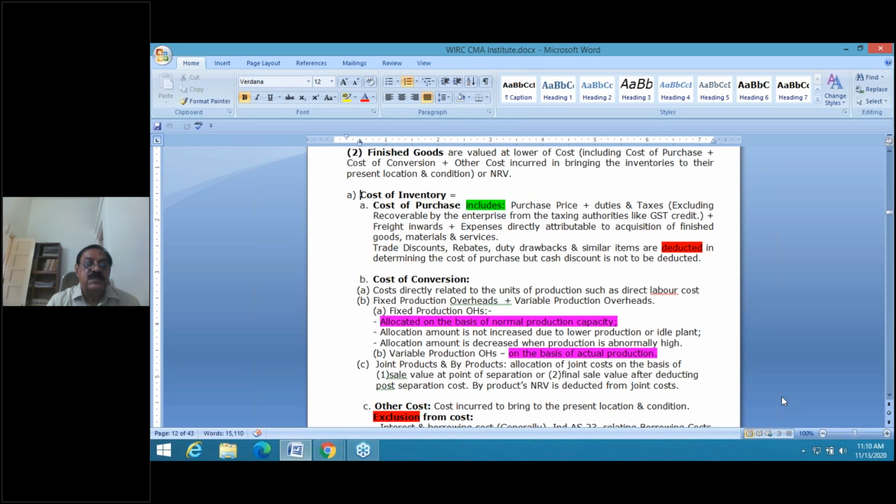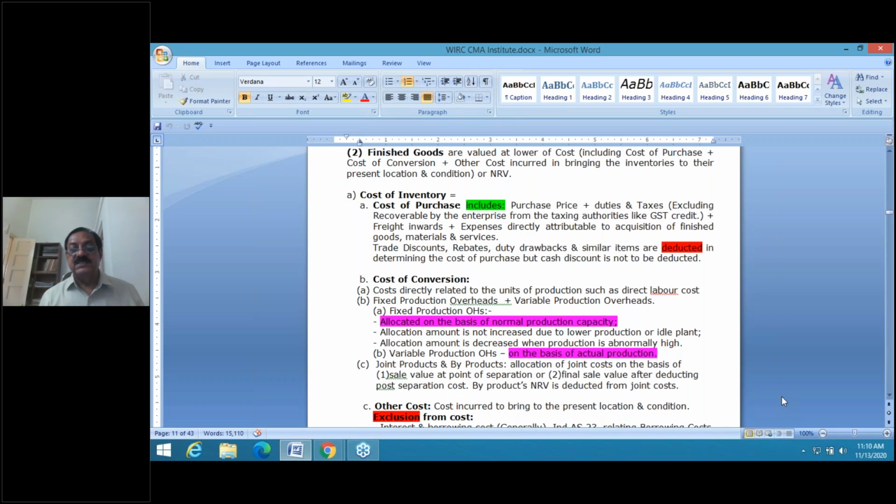Now, friends, we have seen finished goods are to be valued at cost. What are the elements of finished goods cost? One, cost of purchase, including purchase price, duties, taxes, excluding those recoverable by the enterprise from the taxing authorities like GST credit, freight inward, expense directly attributable to acquisition of finished goods, materials, services. Trade discount, rebates, duty drawbacks, and similar items are deducted in determining the cost of purchase. But cash discount is not to be deducted.